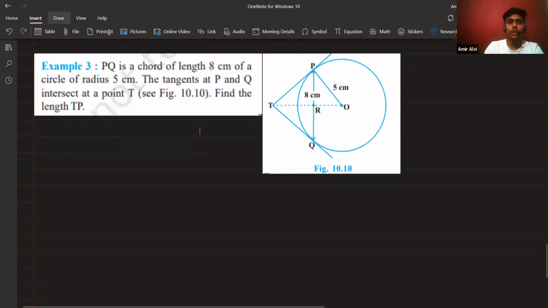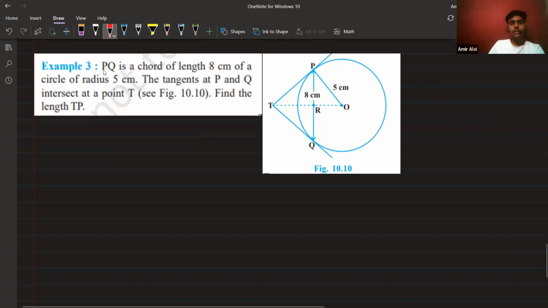Okay, the question is right here. It's asking that PQ is a chord of length 8 centimeters. Clear? I think I've solved this question for Hiba, who asked it in the doubt session. How many of you were there? Yes, sir, I was there.